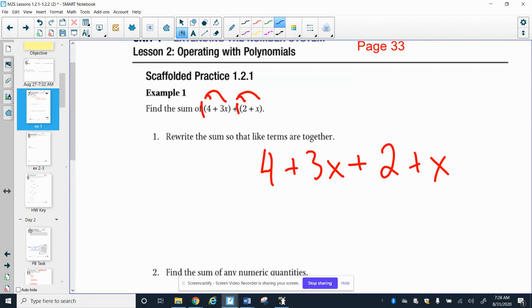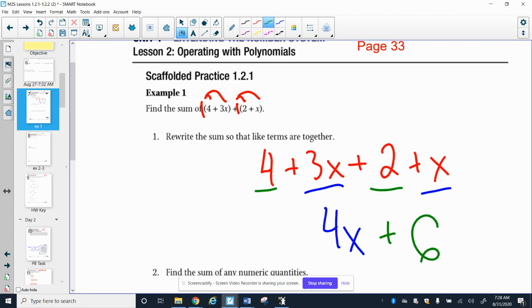Okay, so now we look for our like terms. We have a 3x and an x. So together, 3x plus x is 4x. Then we have a 4. We have a 2 plus 6. That's it, right? You can't combine those different like terms from there.